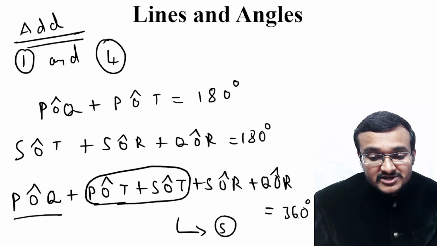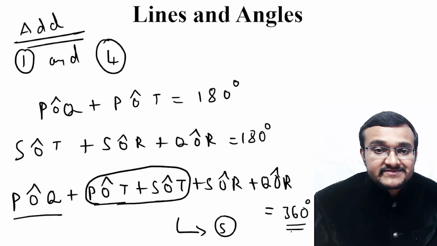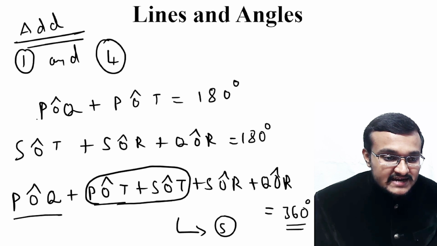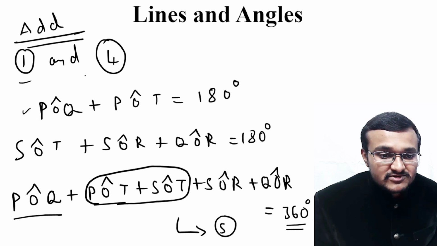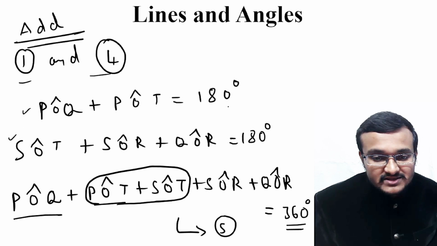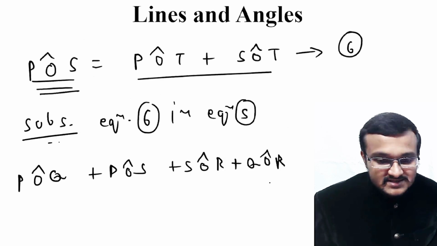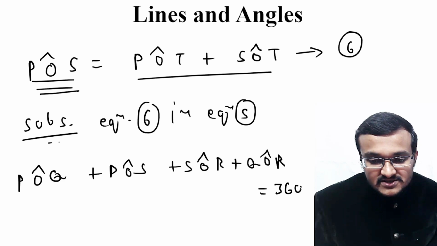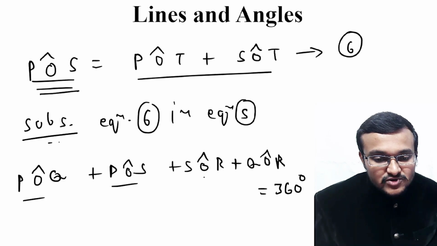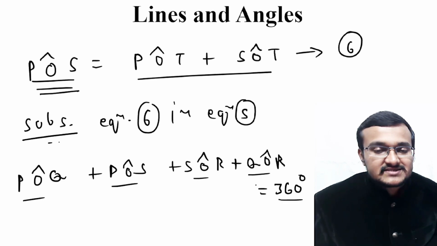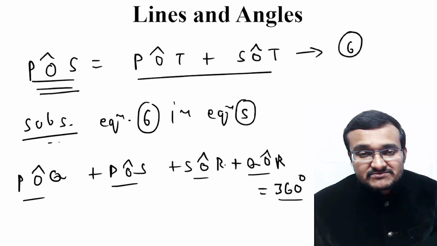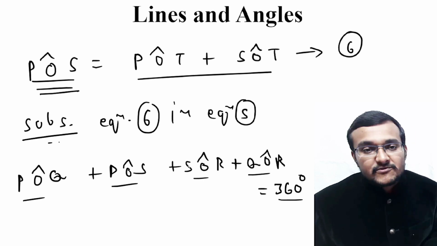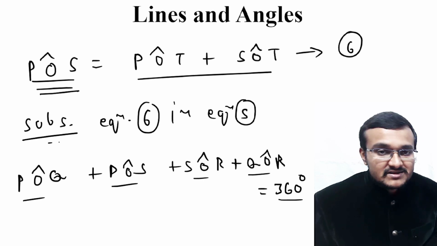So here in the equation 5 what is there in the RHS? In the RHS we have 360 degree. That is because here we are adding this POQ plus POT, that is equation 1 and 4 we are adding together. So RHS also we have to add together. So 180 plus 180 is 360 degree. So that 360 degree you can write here in the RHS. So POQ plus POS plus SOR plus QOR is equal to 360 degree. So the same thing they have asked to prove, and we have proved in this particular example 3.